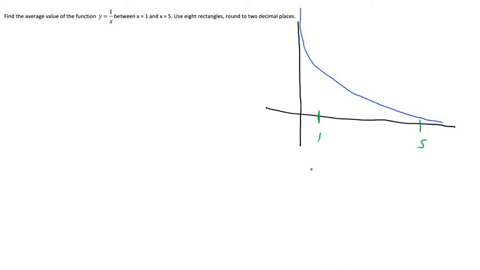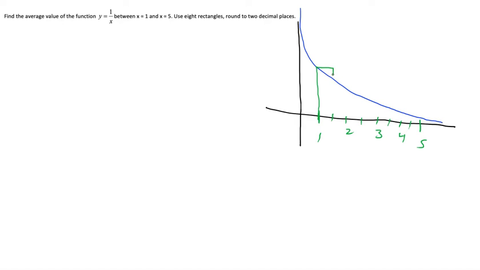We want to use 8 rectangles here. Now if you look at this, remember, usually we use the upper sum. We never use the lower sum or the midpoint. Whenever we're finding the average value, generally we use the upper sum unless they tell us otherwise. So let's take a look. Here's 1, 2, 3, 4, and 5. We want to use 8 rectangles, so that means we're going to have to go in between each one here.